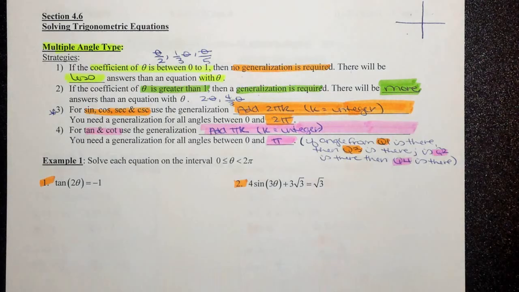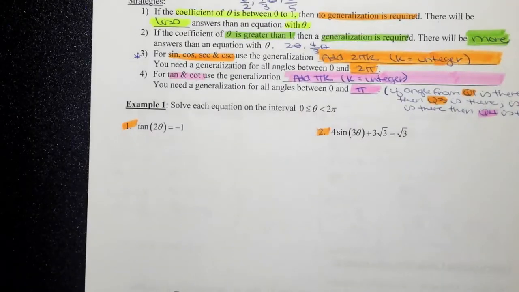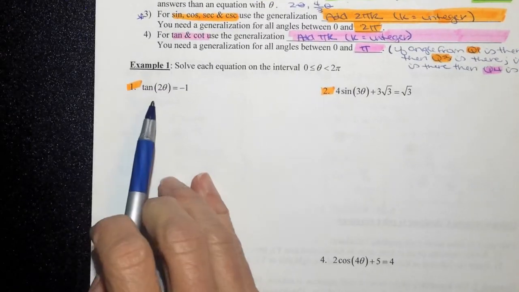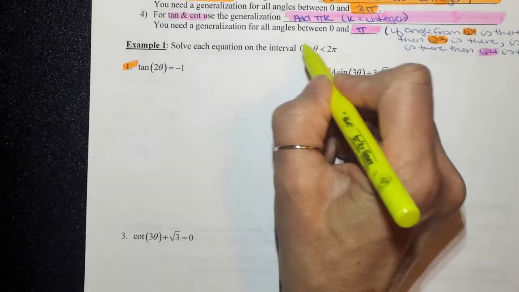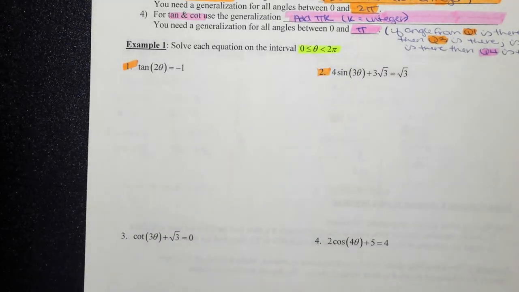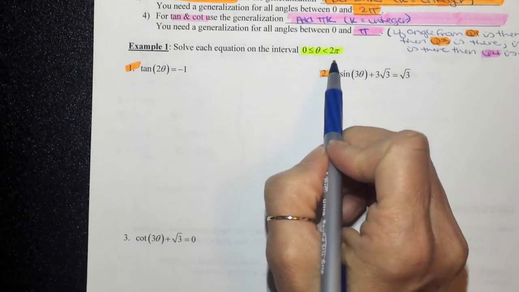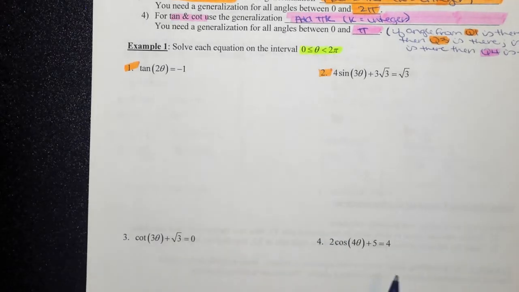All right, so what we're going to do is take a look at a series of examples. And the first one we're going to deal with is the tangent, and I'll show you the repeats. But the biggest piece here is that you need to keep in mind when we solve these equations, we want our angles between 0 and 2 pi. Okay, so anything greater than 2 pi, we're going to eliminate.